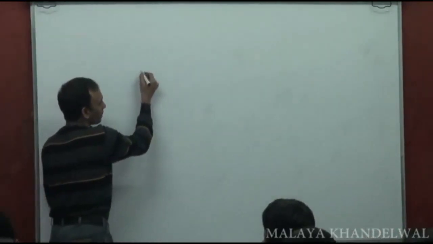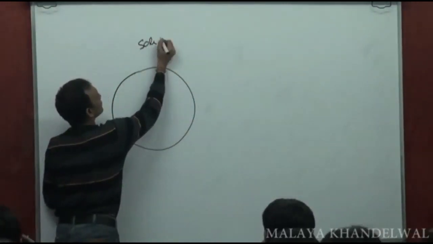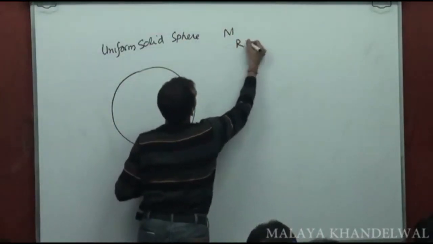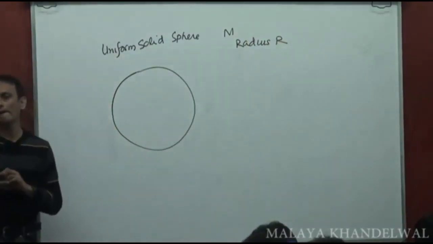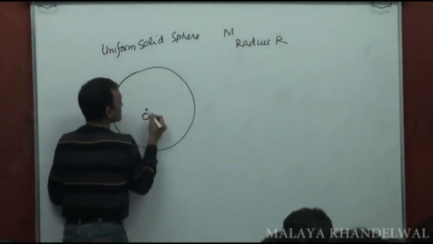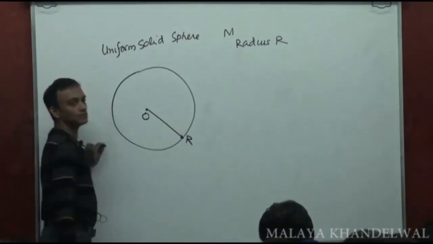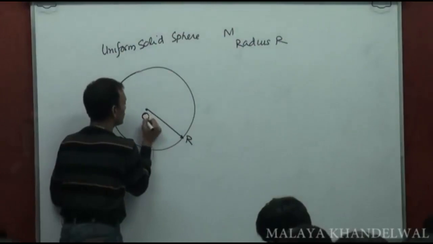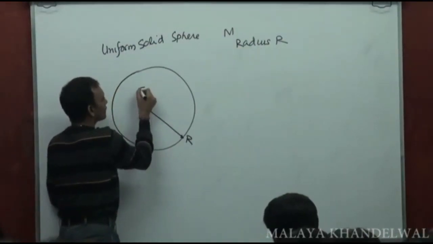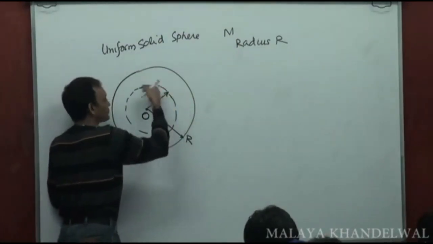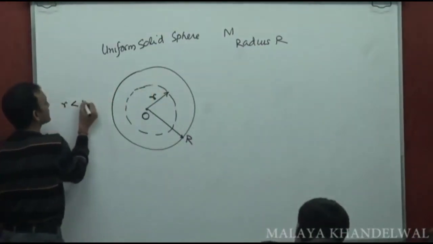A consequence of these two results is the following. If I have a uniform solid sphere of mass M and radius R, O is the center of the sphere. Imagine, inside this, a smaller sphere of radius small r, where small r is less than capital R.